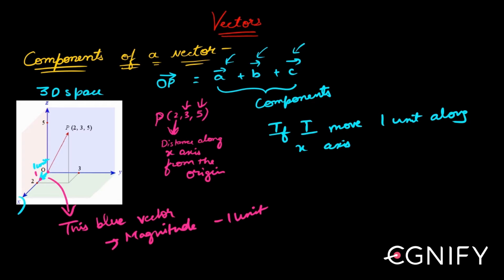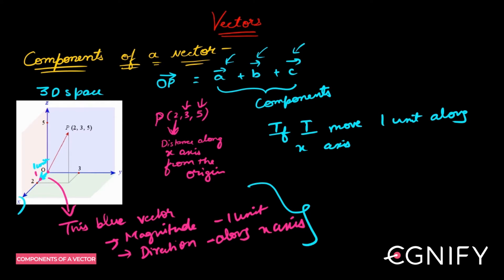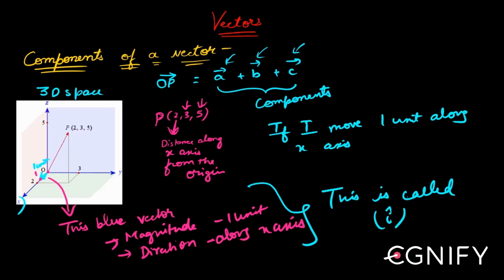And what is its direction? Its direction is along x axis, right? You can clearly see that. Now this blue vector is called i cap. What are the two specialities about i cap? The first speciality is that it is a unit vector. Why is it called a unit vector? Because its magnitude is 1 unit. And its direction is along x axis. That is the speciality about i cap.